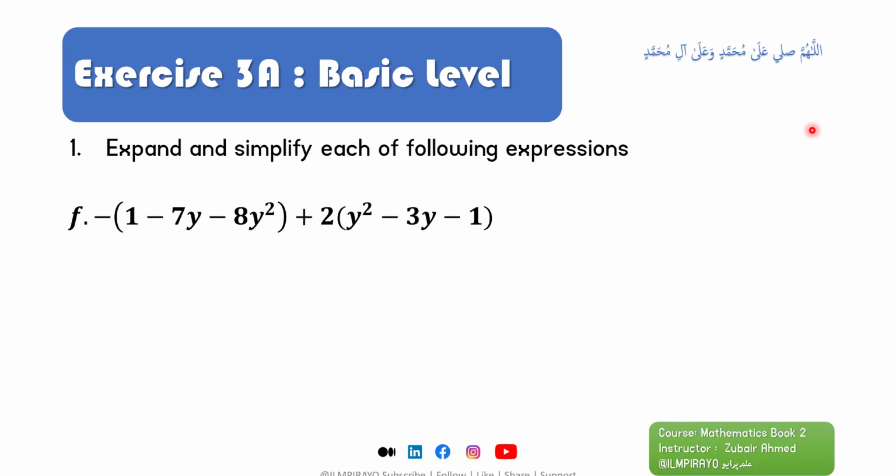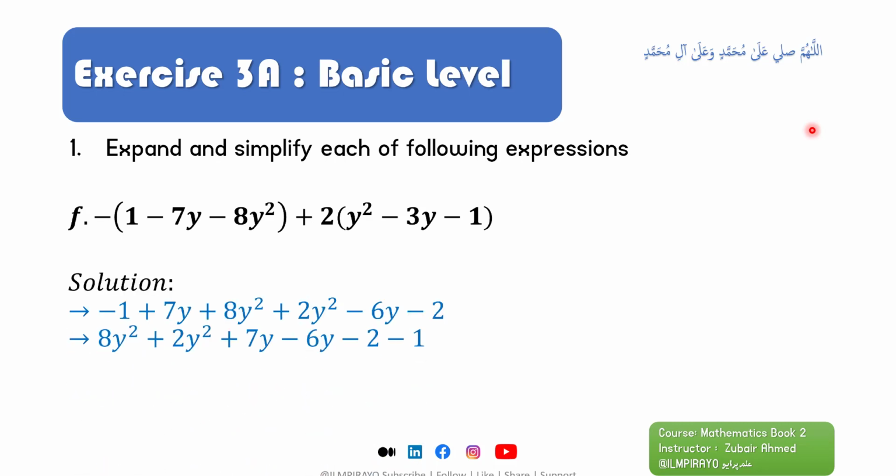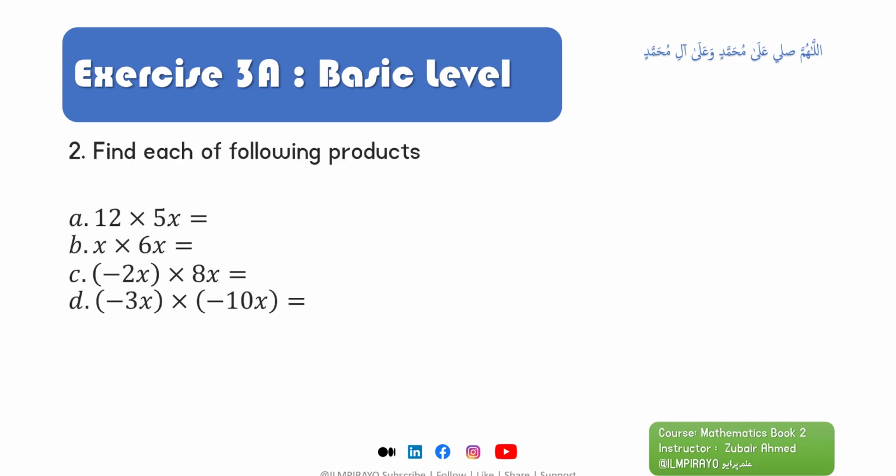So just pause the video and write down your answer. Now this one is quite easy question. 12 times 5 is 60x. And when we multiply the variables, we get their exponents and add exponents added up.